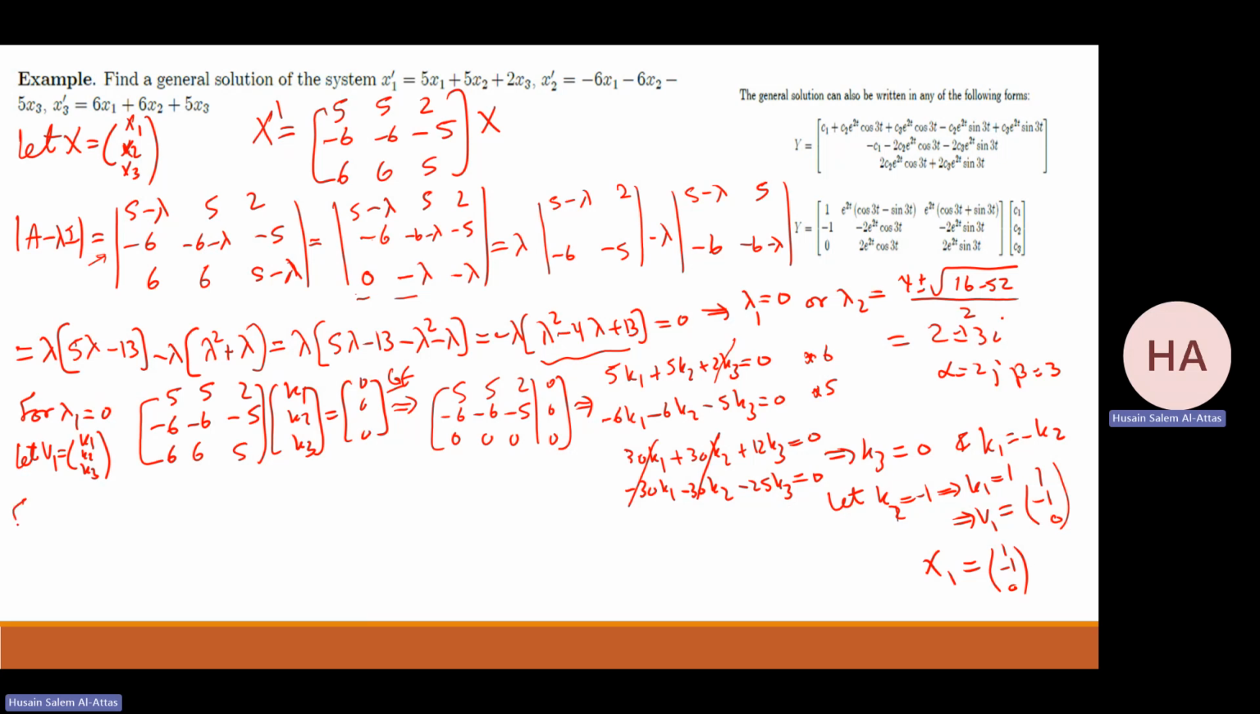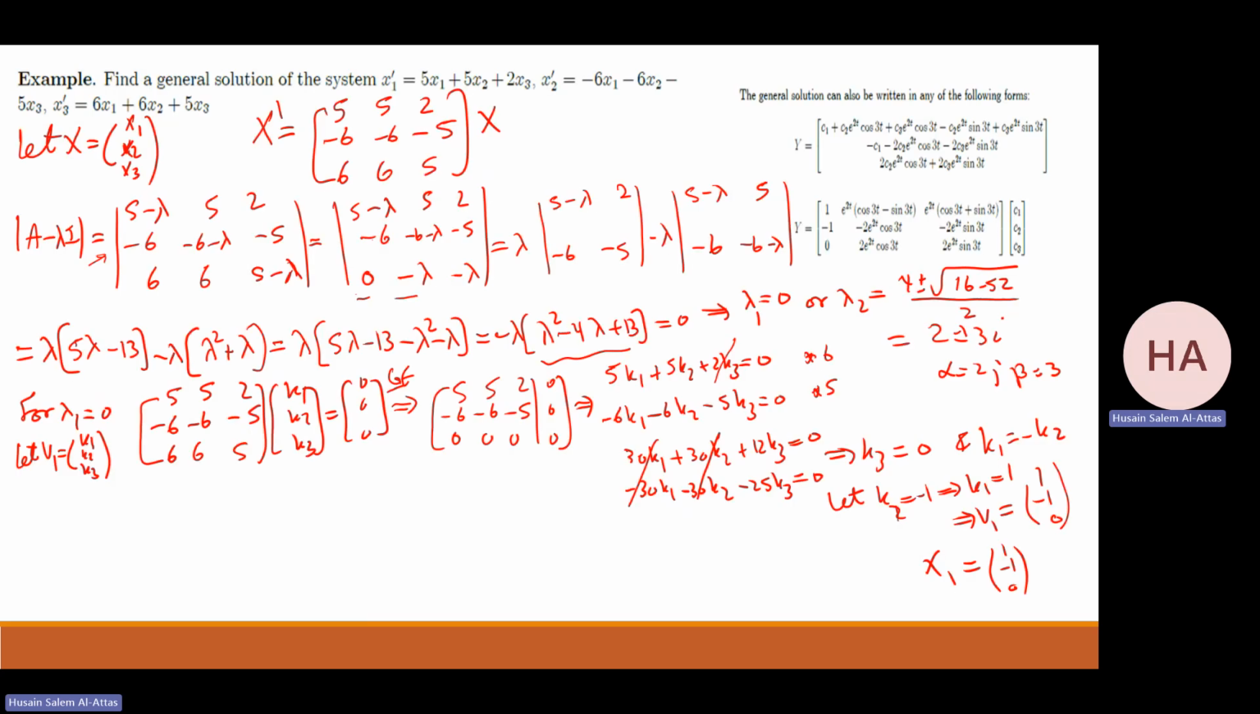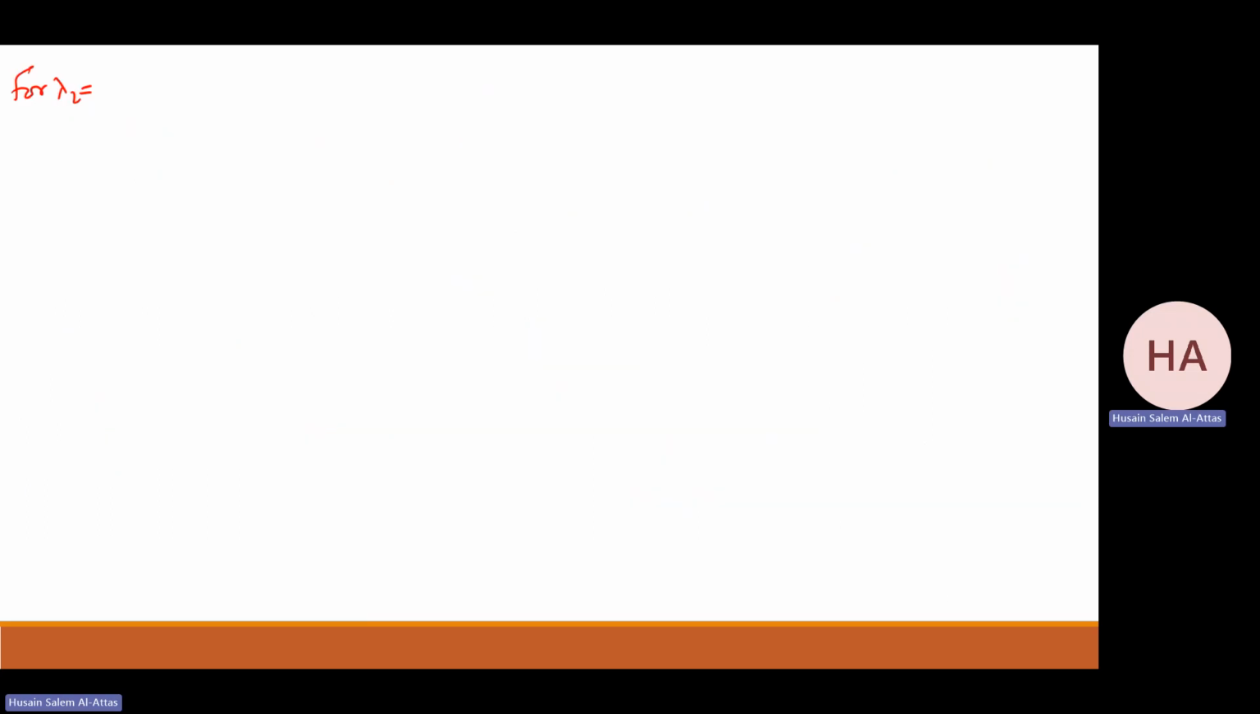Now we need to do the next one. This is a little bit complicated. Let me take it to the next page. So now for lambda 2, which is equal to 2 plus 3i. I take the positive one, since the procedure, we need to apply the positive. Let v2 be k1, k2, k3.